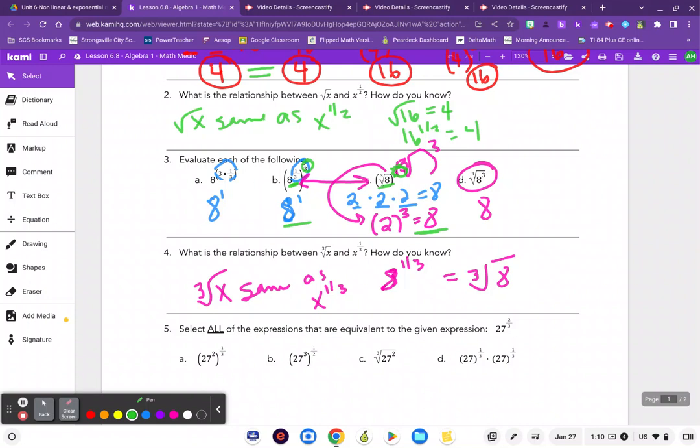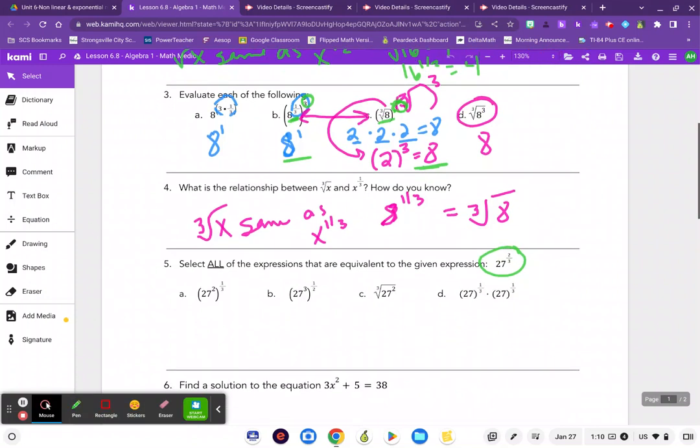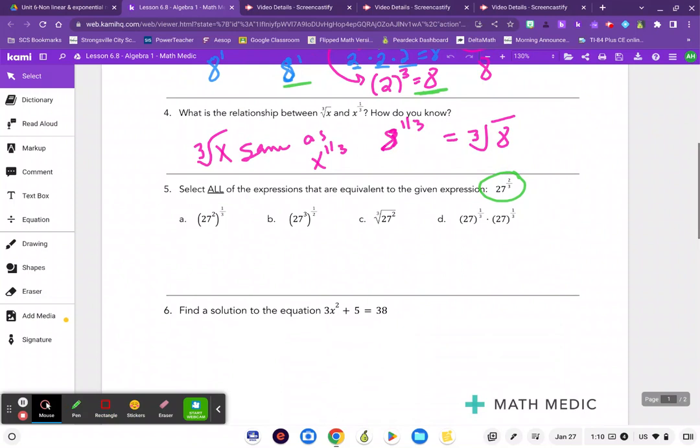Select all of the expressions that are equivalent to the given expression. So now I have 27 to the 2/3. And when I have something like a select all that apply, what I like to do is work out my options and see which ones match the given option. So let's do that. All right, exponent property says that when I raise a power to a power, I multiply like bases. So 27, 2 times 1/3 is 2/3. Yeah, that works. So I'm going to circle or box that one off.